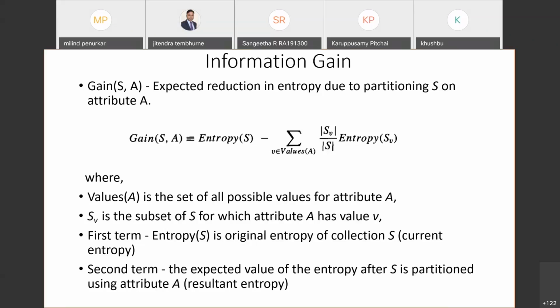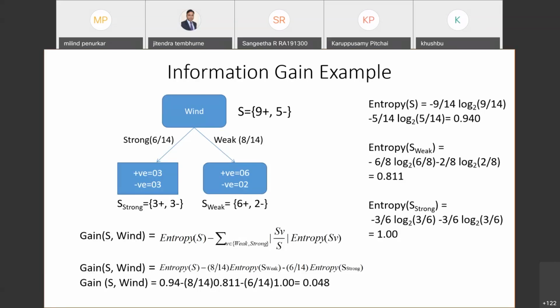Is this clear? Now let's take one example, where we'll come to know how to work with attributes. Given S as the training instance, I have 9 positive and 5 negative values in S, the original set, and I have chosen the attribute Wind.